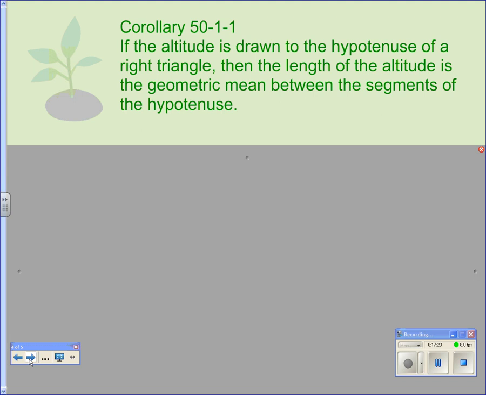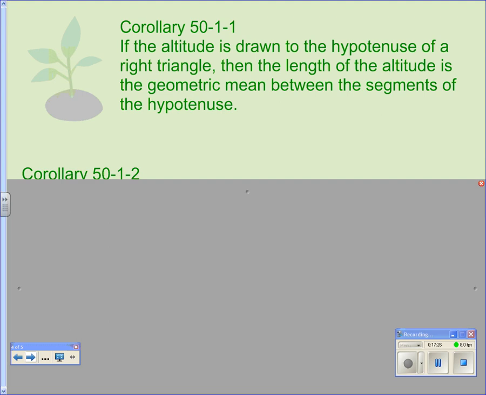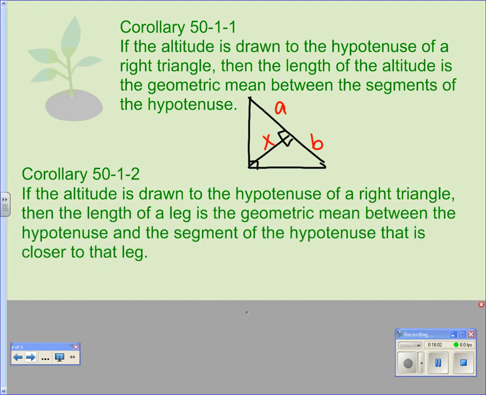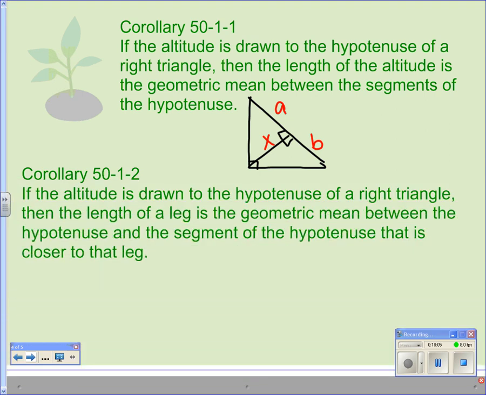All right, so I'll draw you a picture. I would include this in your notes just so that you understand what the corollary is saying. So there are 3 right triangles. If you have that picture, the length of the altitude is the geometric mean between the segments of the hypotenuse. Does that make sense? Do you see how that works? Okay. And then this is the other corollary.